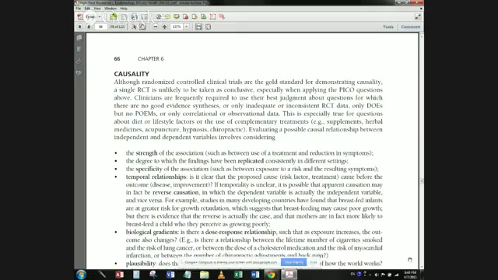If temporality is unclear, it is possible that apparent causation may in fact be reverse causation, in which the dependent variable is actually the independent variable and vice versa. For example, studies in many developing countries have found that breastfed infants are at greater risk for growth retardation, which suggests that breastfeeding may cause poor growth, but there is evidence that the reverse is actually the case, and that mothers are in fact more likely to breastfeed a child who they perceive as growing poorly.